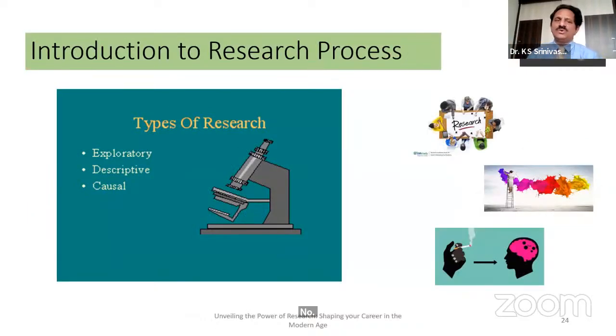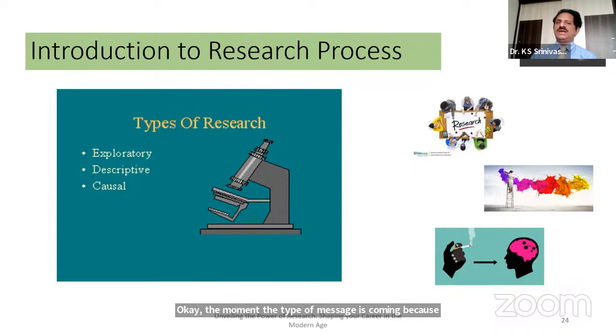Now, people will say, oh, you have done research. What type of research have you done? The moment the type of research is coming, because we have 10 minutes, I'm just adjusting my session. There are 3 types basically. Types, when you say, type is nothing but what category of research you have done. That's the meaning of that.